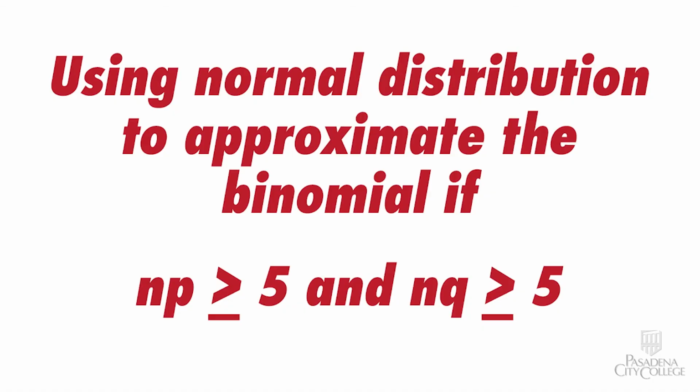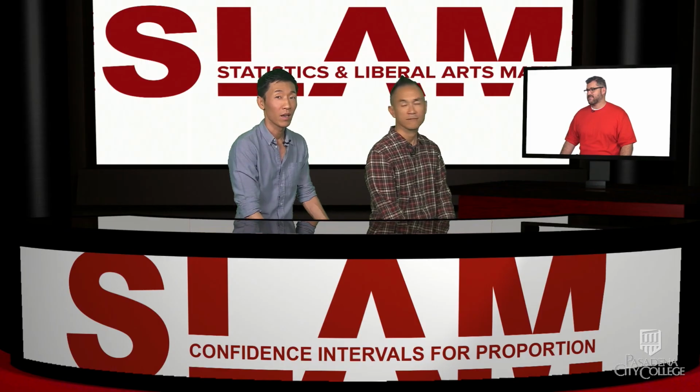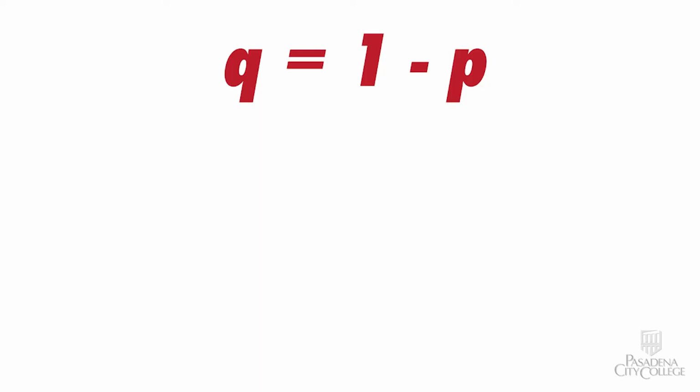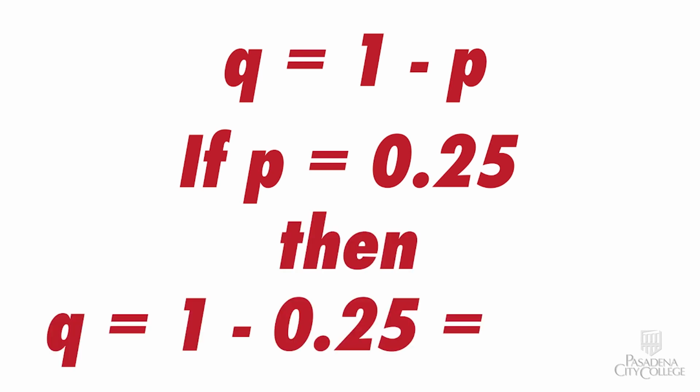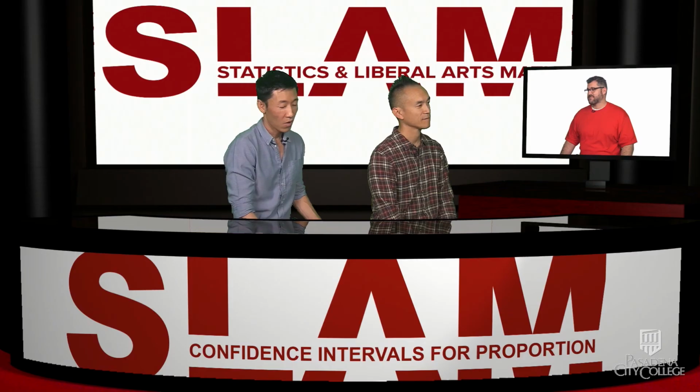Well, actually, we need the number of successes, np, to be at least 5, and the number of failures, nq, to be at least 5. Wait, I know p is the probability of success, but how about q? Oh, q is the probability of failure. It's just 1 minus p. For example, if p is 0.25, then q would be 1 minus 0.25, which is 0.75.